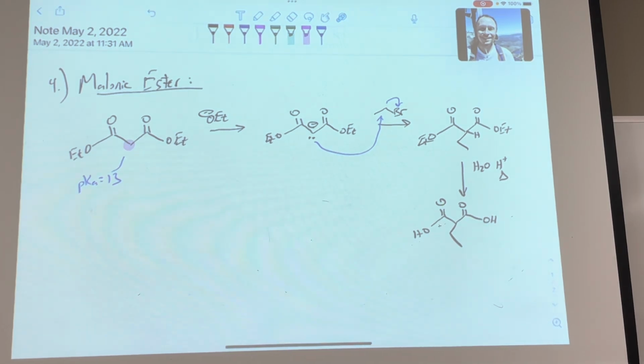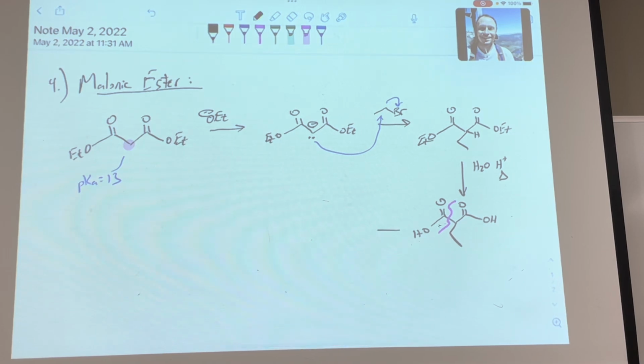And under these conditions, anytime you have these beta carbonyl acids, usually people refer to them as beta keto acids, but it doesn't necessarily have to be a ketone, it's just some carbonyl beta to a carboxylic acid. These are very labile. They do not tolerate heat. And under the heating conditions of the acidic ester cleavage, what ends up happening is you just lose one of those carboxyl groups as carbon dioxide.